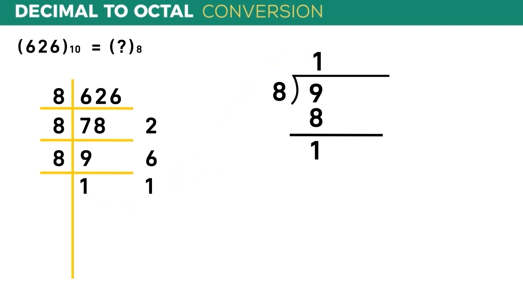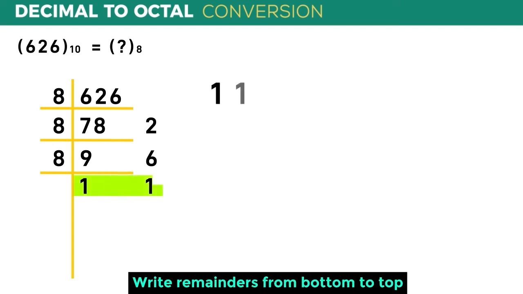And we will read the remainders in reverse, from the last to the first, going upwards. We get 1162, and this is our exact answer to the decimal to octal conversion. So 1162 is the octal equivalent of decimal 626.